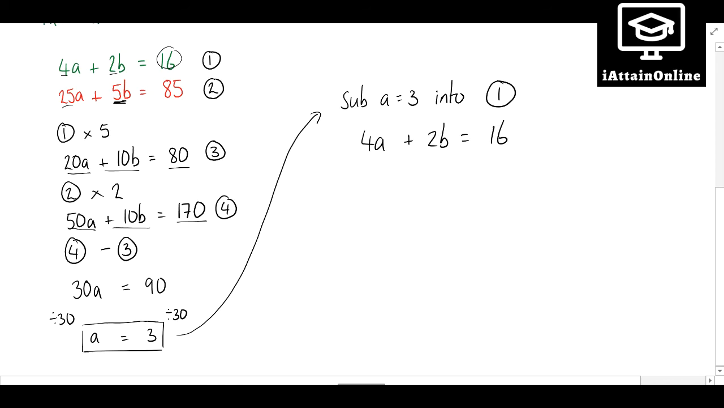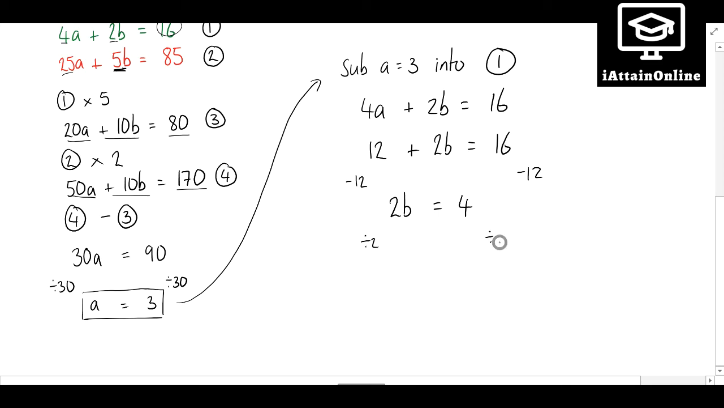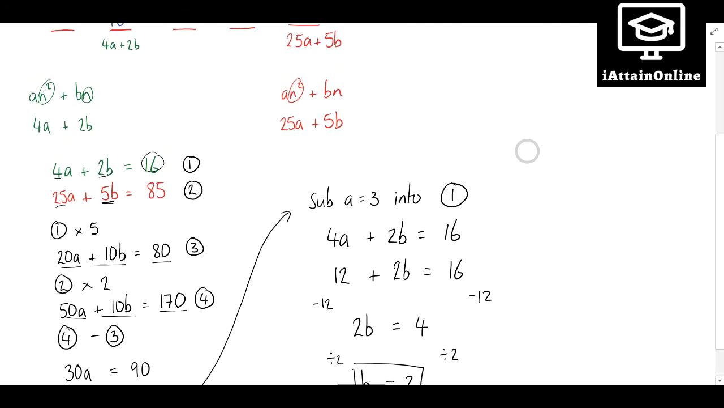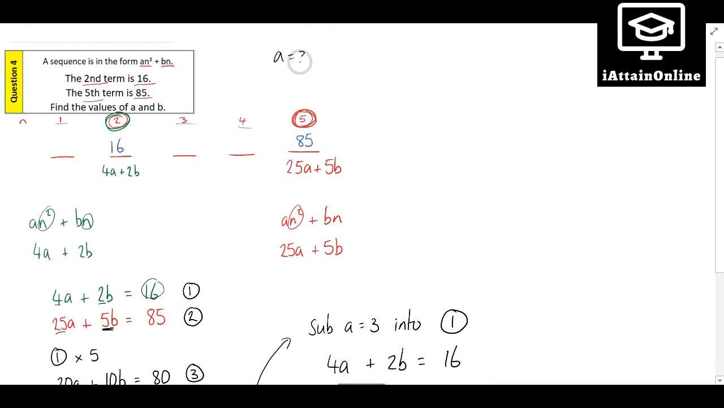And now we know that a is 3, we can actually fill in some extra information here. So 4 lots of a would come out as 12 plus 2b is equal to 16. If I then take away 12 from both sides, I'm going to end up with 2b equals 4. And then dividing both sides by 2, that's going to leave me with b equals 2. So if I go back up to the original equation, I've just found that a is 3 and b is 2.